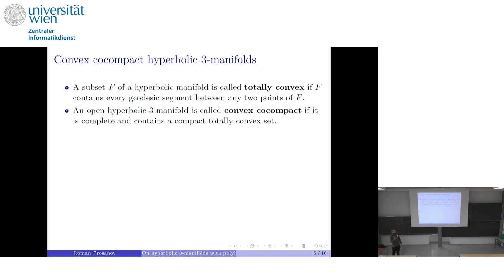One point: when the topology of the manifold is non-trivial, one point is not a totally convex set, because there are plenty of geodesic loops from the point to itself, and any totally convex subset must contain all those geodesic loops. So a point is not a totally convex subset. Sorry? No, it should be compact, because there are some examples of open hyperbolic manifolds which are topologically tame but geometrically infinite, and there is no compact totally convex subset.